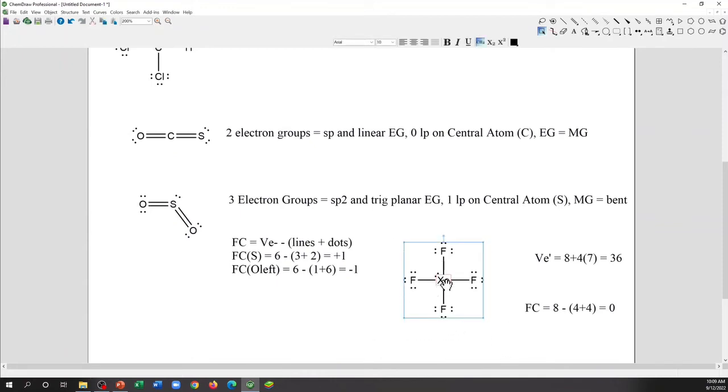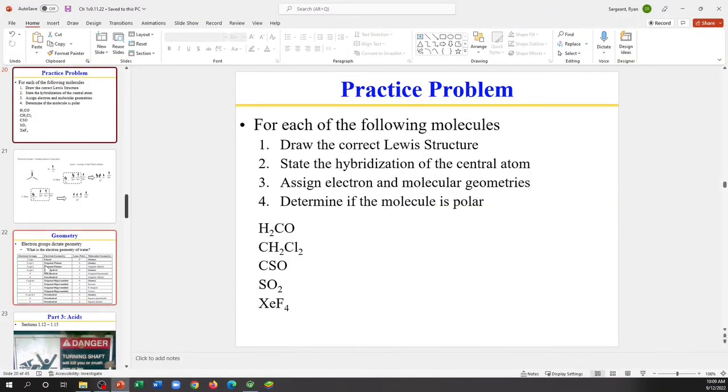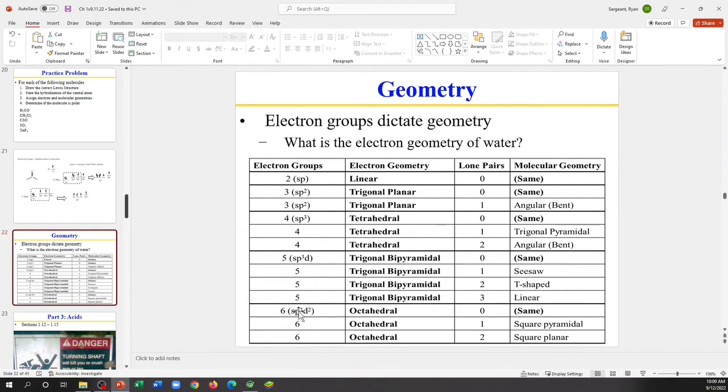How many electron groups do I have? 1, 2, 3, 4, 5, 6 electron groups. And so if I have 6 electron groups, then my hybridization is sp3d2. My electron geometry is octahedral. When you have 2 lone pairs, the molecular geometry is square planar.